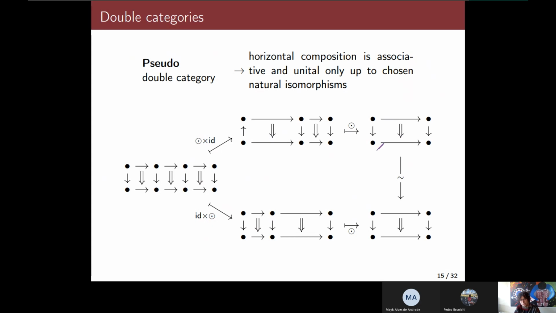There is no reason for them to be equal, but in the pseudo double category there's an associator doing the comparison. And so there are coherence diagrams. There's a pentagon diagram, and there is a triangle diagram again. And this is the main reason why coherence stuff will get complicated when we talk about symmetric double categories and so on.